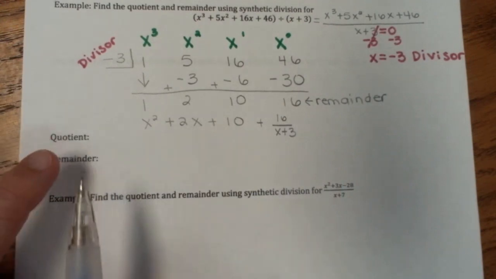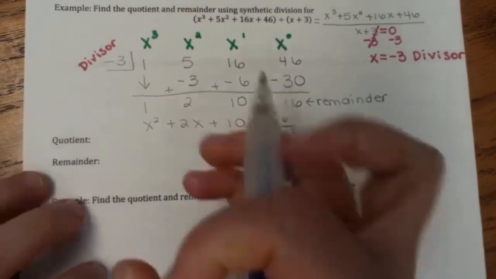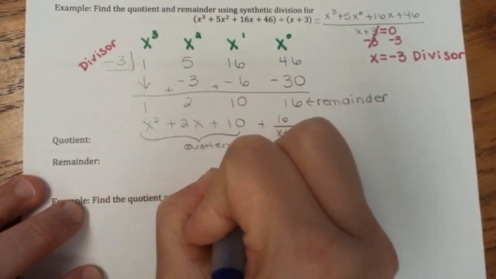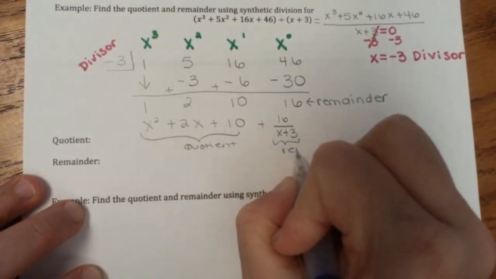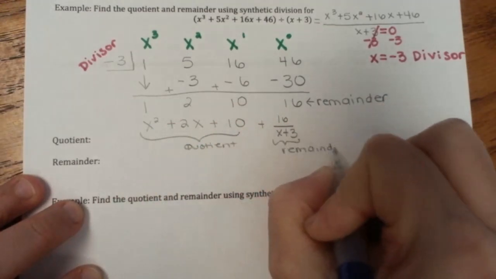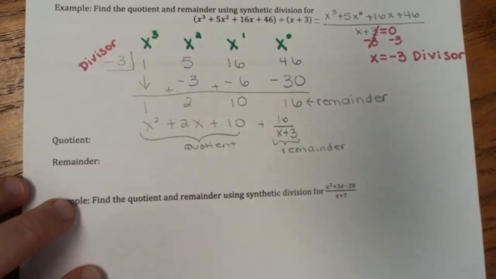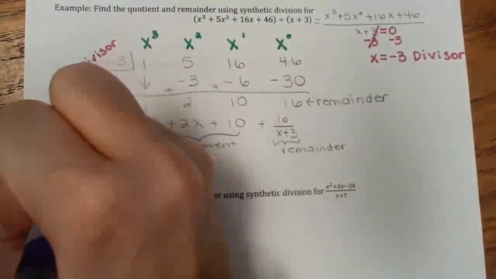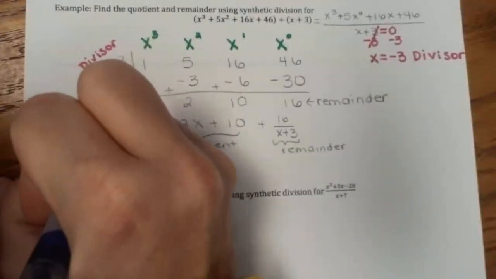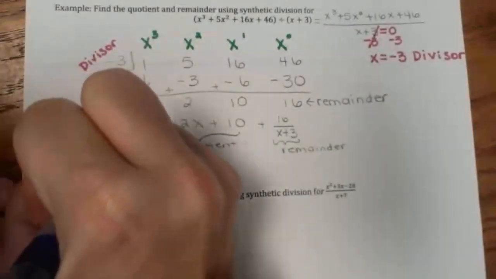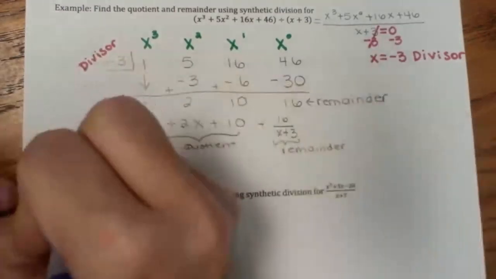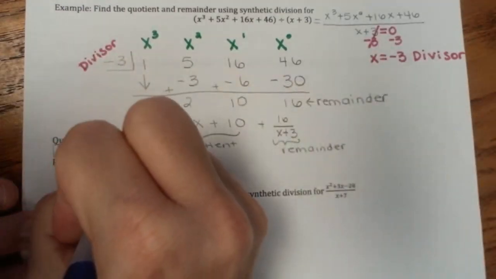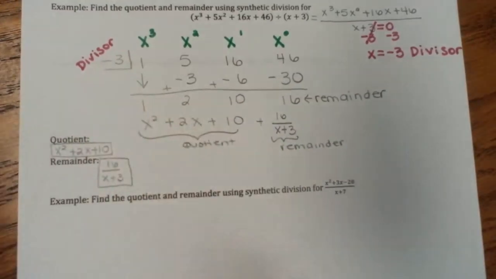On this problem on the homework, they kind of wanted you to write your answer in separate form. The quotient, which would be this first part, plus the remainder, which would be this part. So our quotient would be x squared plus 2x plus 10, and then our remainder would be 16 over x plus 3. And that's it.